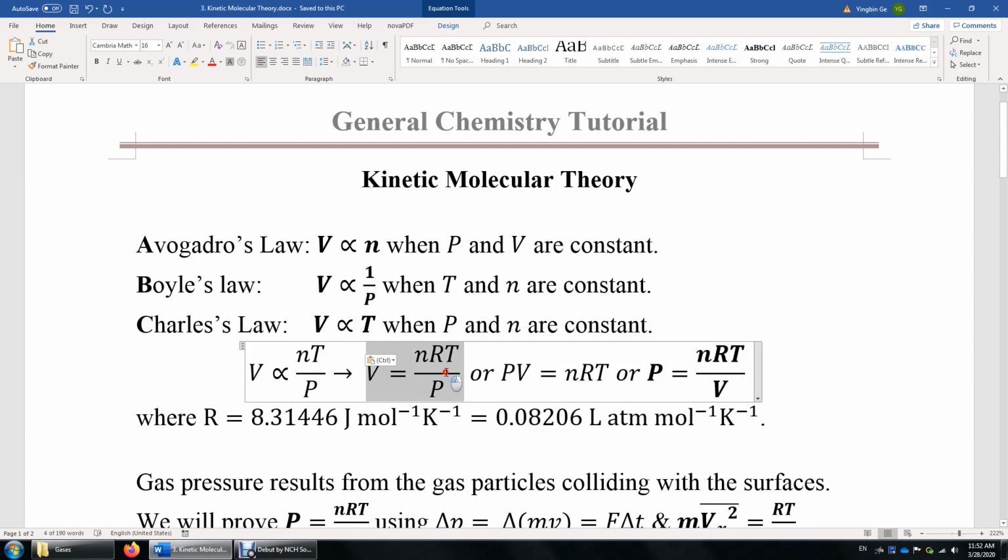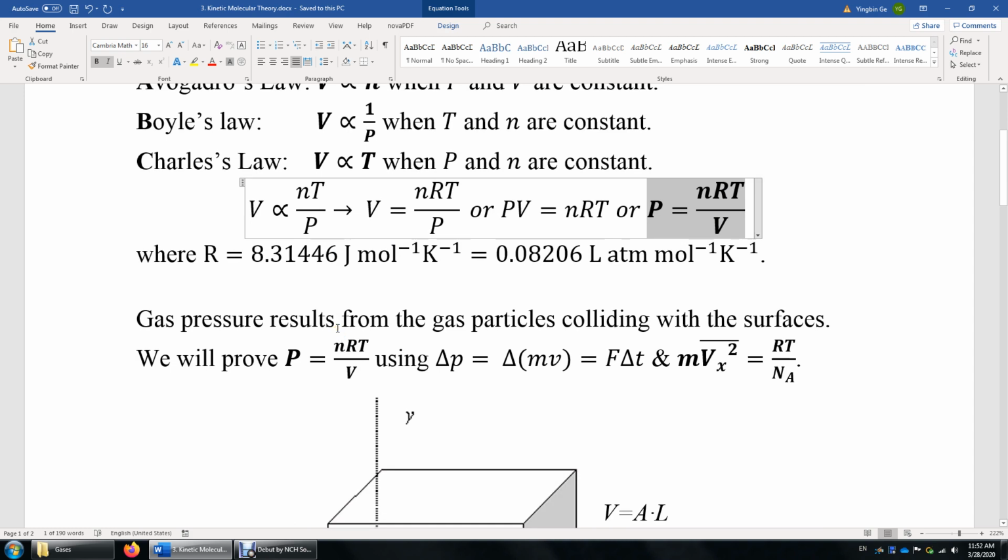This equation can also be written as PV equals nRT, or pressure equals nRT over volume. We will prove this equation today. Pressure is equal to nRT over volume. First, gas pressure results from the collisions between gas particles and surface areas. So how do we prove this gas pressure equals nRT over V?